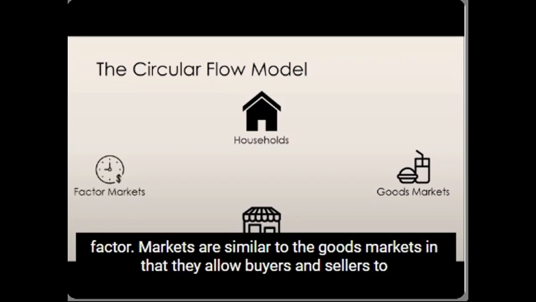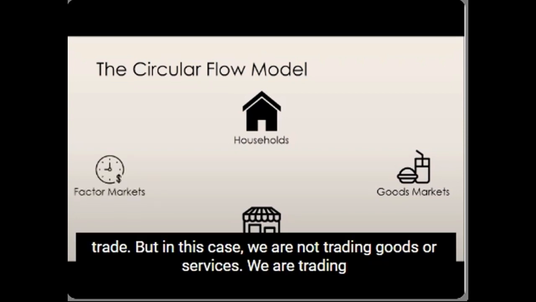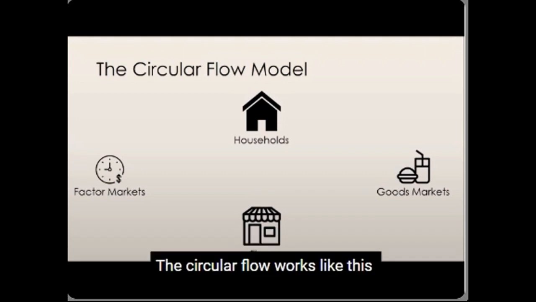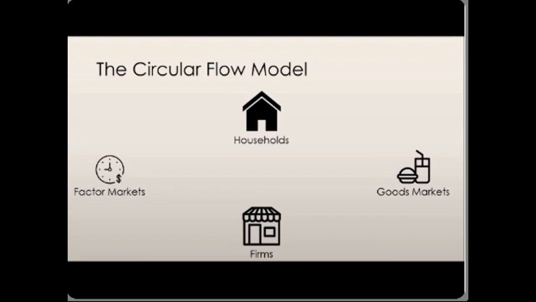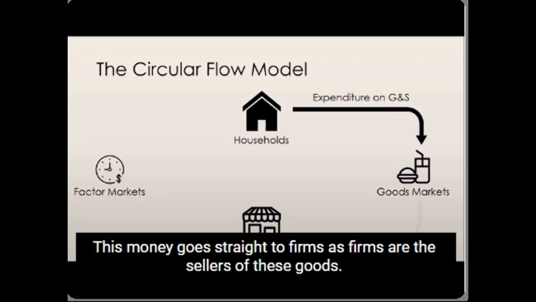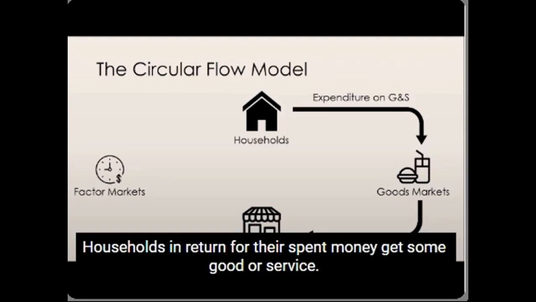Factor markets are similar to the goods markets in that they allow buyers and sellers to trade, but in this case, we are not trading goods or services. We are trading the factors of land, labor, capital, and entrepreneurship on these markets. The circular flow works like this. Households spend money in the goods market. This money goes straight to firms, as firms are the sellers of these goods.